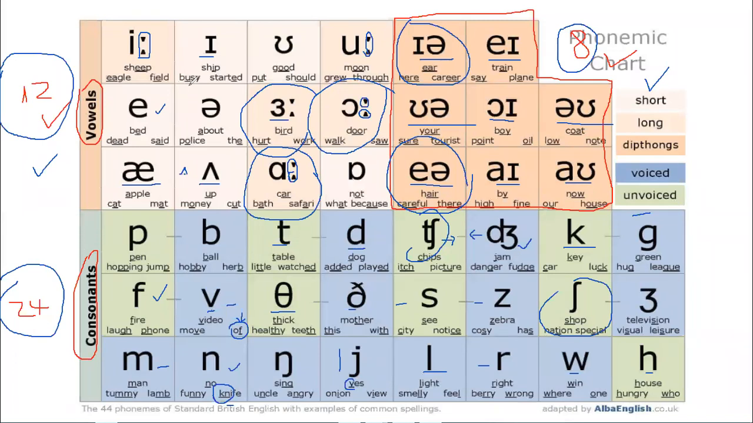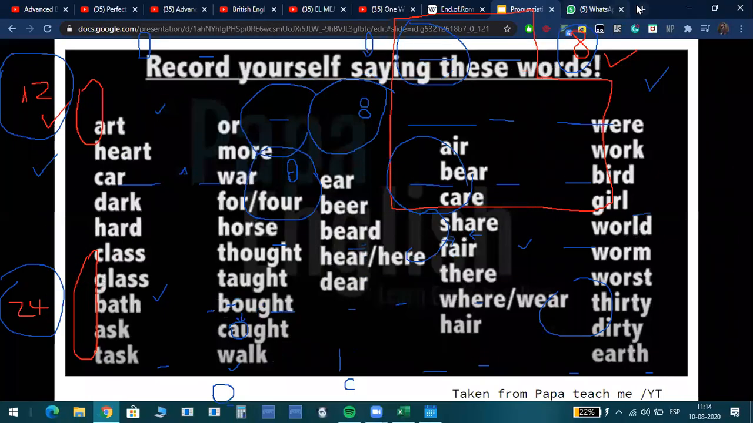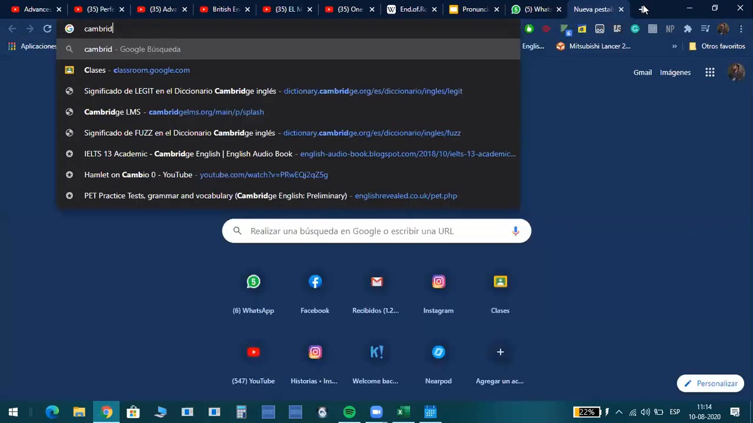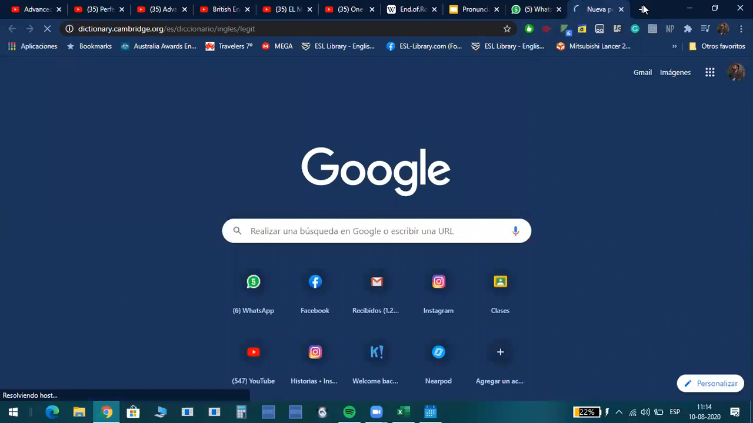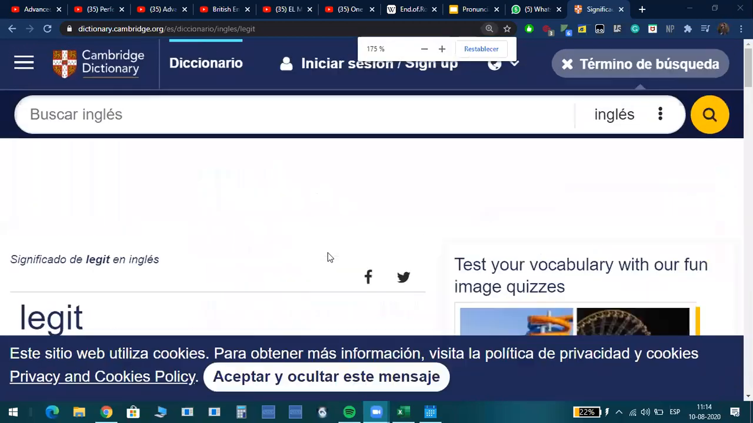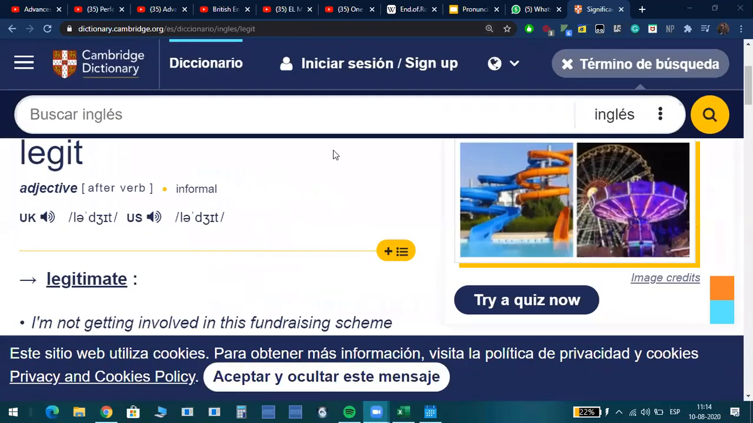Let me show you this. Why is this important? Well, for people who study English and people who are also interested, let me go to Cambridge Dictionary. And we have a word there already, which is legit. Okay, so what we have here, if I zoom in, usually I have the word, then what part of speech it is: an adjective. It comes after the verb, so we can say that's legit. Then we have the pronunciation in the UK, and then the pronunciation in the US.